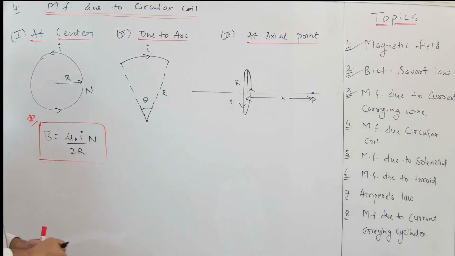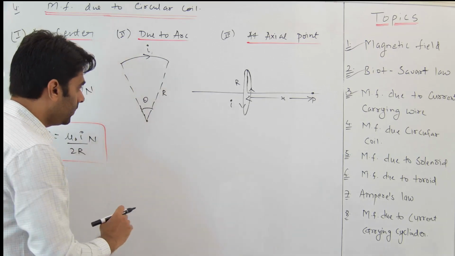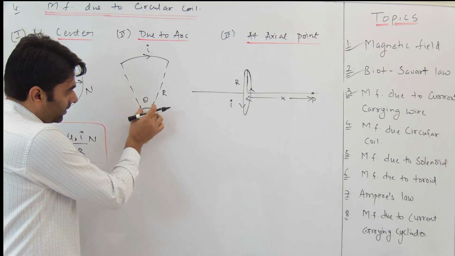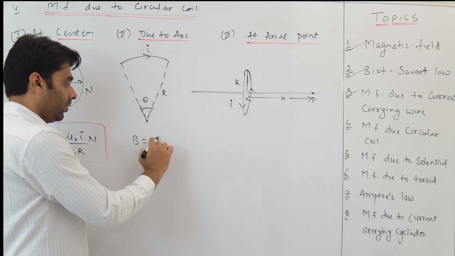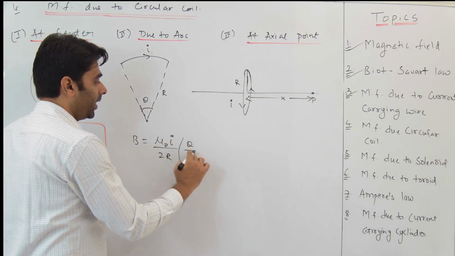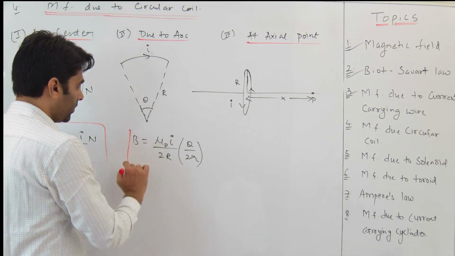Next, if we talk about the magnetic field due to a circular arc. In this case, the magnetic field at the center point, where the arc is subtending an angle of theta, is given as mu naught I by 2r times theta by 2 pi. This is the magnetic field due to a circular arc.